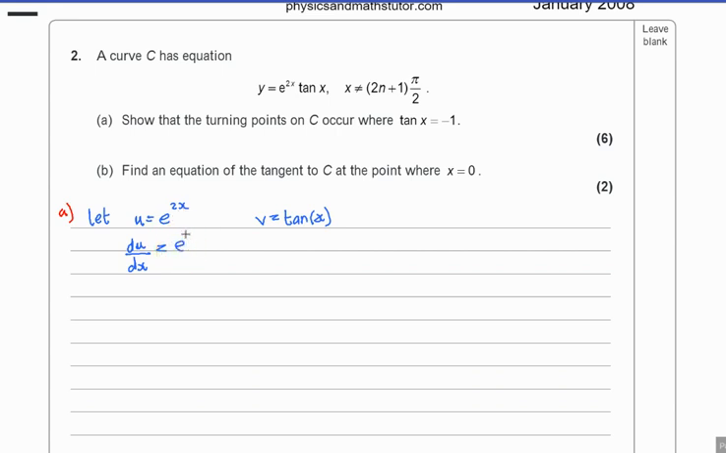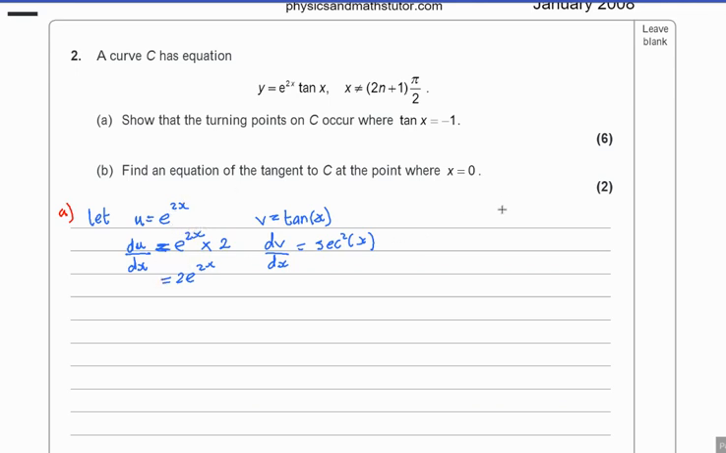Then we've got du by dx, which equals, so outside an inner function, e to the power of something differentiates to e to the power of that something, and then multiplied by the derivative of the inside function, multiplied by 2, because that's the derivative of 2x. So that simplifies to 2e to the 2x. And then dv dx, well, tan of x differentiates to sec squared of x. Again, this is one of those standard rules that you learn, and it's actually given to you in your formula sheet if you're doing A-level maths.